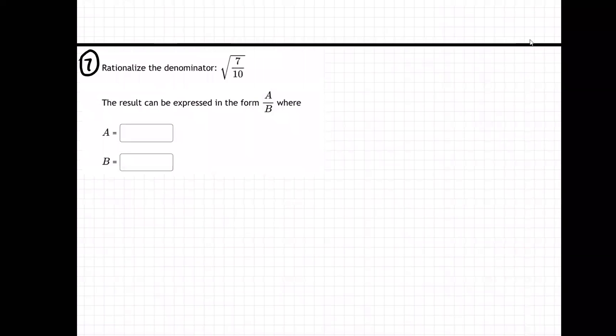Okay, so on this one, we have the square root of 7/10. So let me bring it over here. Now, when you have a square root over a fraction, that means the square root is on the top and the bottom, because the square root is over the entire fraction. So that means the root of the top and the root of the bottom.